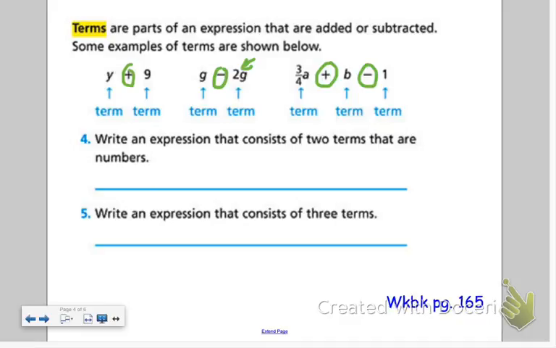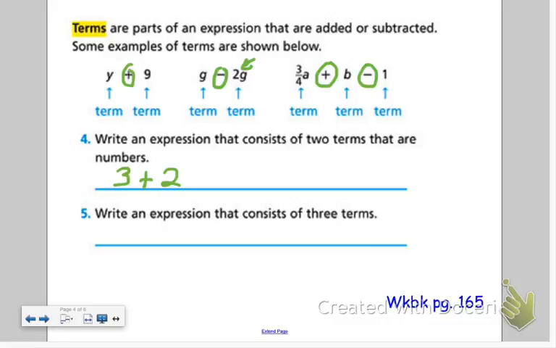So for number 4, we're going to write an expression that consists of 2 terms that are numbers. They just want numbers, no variables. So, okay, how about 3 plus 2? Done. There's an expression. There's 2 terms, 3 and 2, and they're being separated by an addition sign. Notice there's no equal sign. Remember, expressions cannot have equal signs.